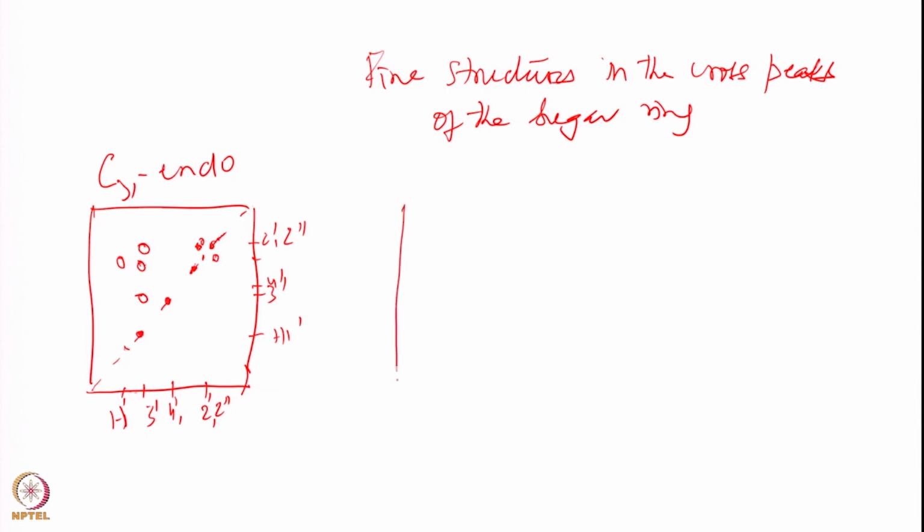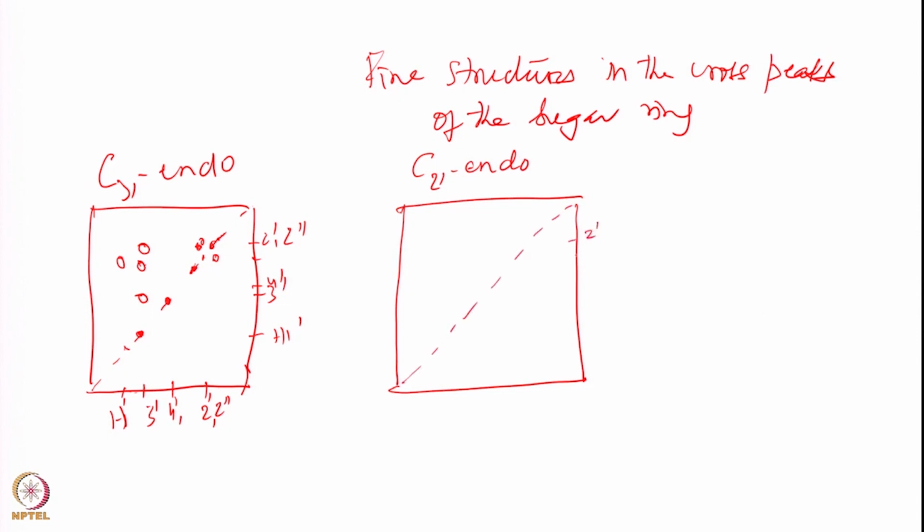Now, let us do that for the C2 prime endo geometry. Let me do the same thing here. You have the 2 prime, 2 double prime, then you have the 4 prime, then 3 prime, then the 1 prime. So, let us draw the same thing here: 2 prime, 2 double prime, 4 prime, 3 prime and 1 prime. Now, what peaks will be present here for the C2 prime endo geometry?